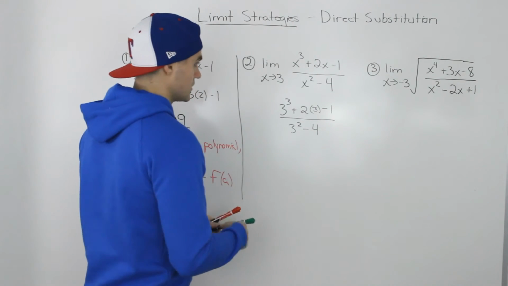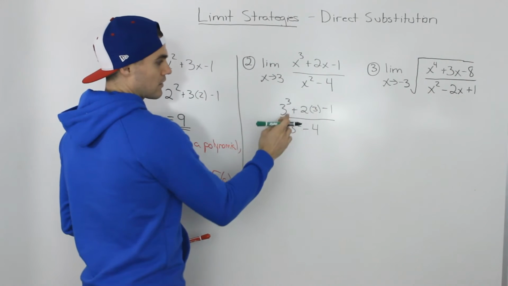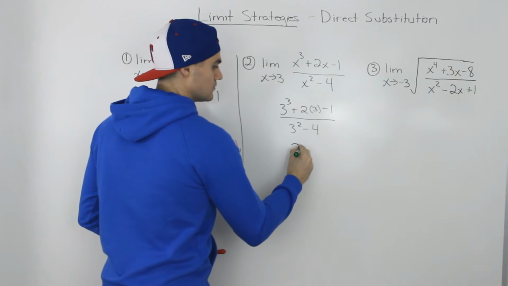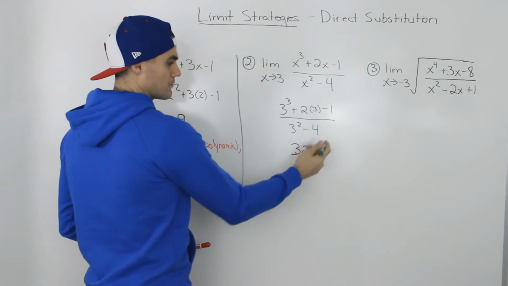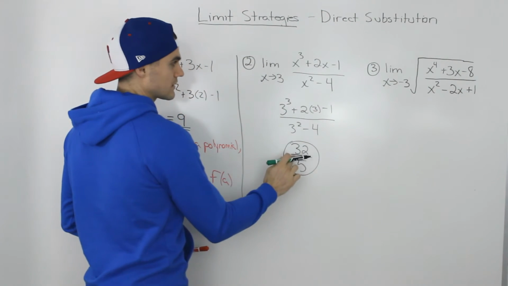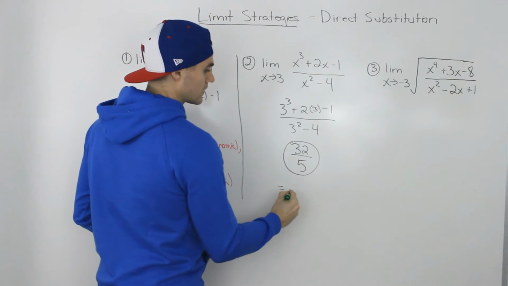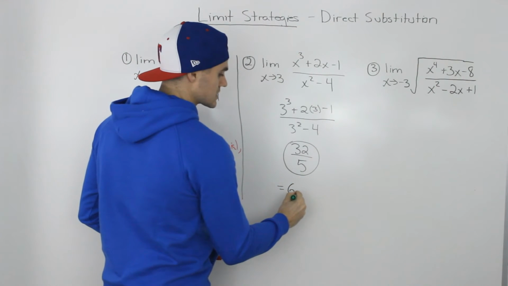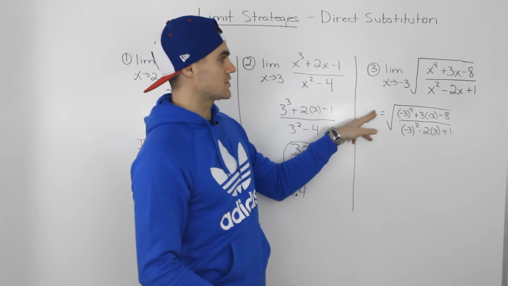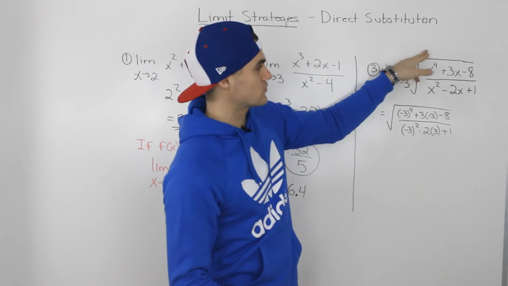direct substitution. So subbing in 3 for all the x values, 3 to the power of 3 is 27, plus 6 is 33, minus 1 is 32, and then 3 squared is 9, minus 4 is 5. So that there is our final answer. That's the limit of this function as x approaches 3. If you want to write it in decimals, it would just be 6.4.